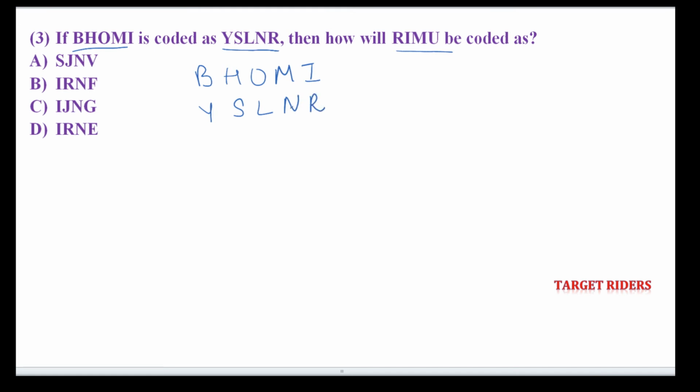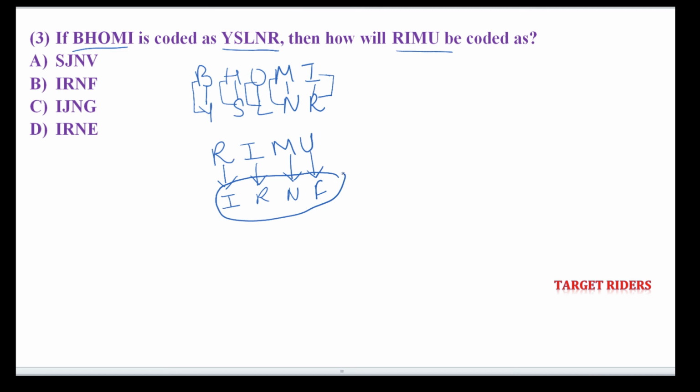See, we learned in the tips and tricks for coding and decoding that B is the reverse of Y, H is the reverse of S, U is the reverse position of L, M is the reverse position of N, and I is the reverse position of R. So from this code we write the coded form for REMOVE. So as we know, R's reverse position is I, I's reverse position is R, the reverse position for M is N, and U's reverse position is F. So the coded form of REMOVE is IRNF. So option B is right for this question.